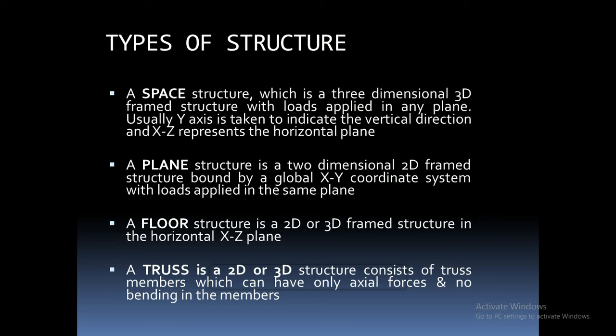A plane structure is a two-dimensional 2D framed structure bound by the global XY coordinate system with loads applied in the same plane. Similarly, a floor structure is a 2D or 3D framed structure in the horizontal XZ plane. The next one, a truss, is a 2D or 3D structure consisting of truss members which can have only axial forces and no bending in the members.